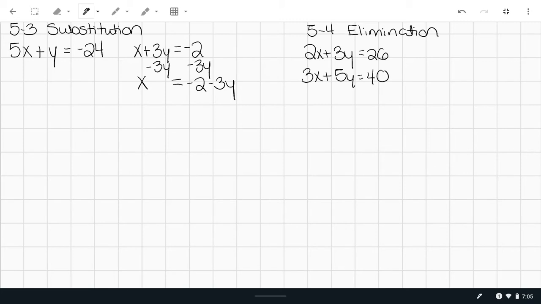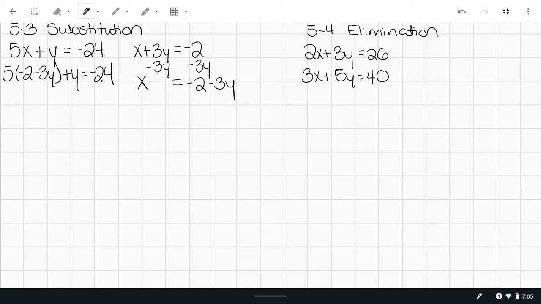Now is where you get to the substitution part. What I'm going to do is take what x equals, again, that's -2 minus 3y, and plug that in for x in the other equation. So instead of 5 times x, I'm going to have 5 times (-2 minus 3y) in the parentheses, and then I write the rest of the equation. I have plus y equals -24.